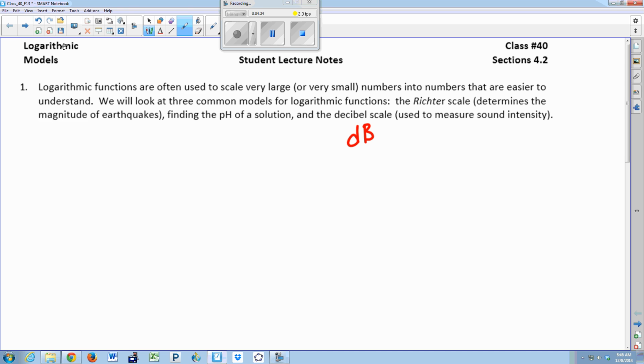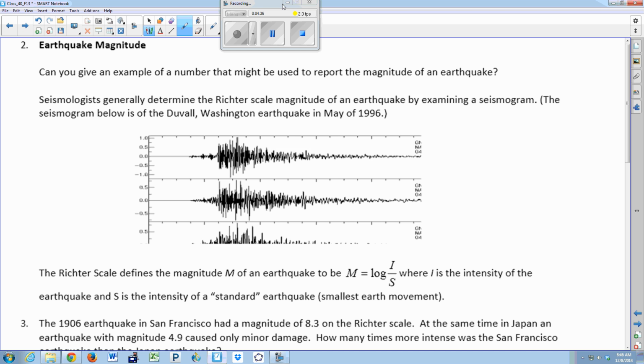Okay, so let's get going and do a couple of these problems. So, Anna, do you want to start us here with number 2 about earthquake magnitude? Does anybody give me a number that you might be familiar with that you might read about in a newspaper or hear on the news or on the internet if they were reporting the magnitude of an earthquake? 7.5, yeah. Anybody else? 7.2. Anybody else?